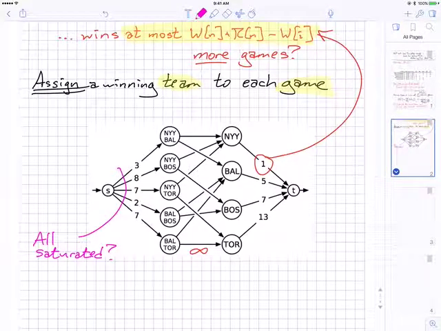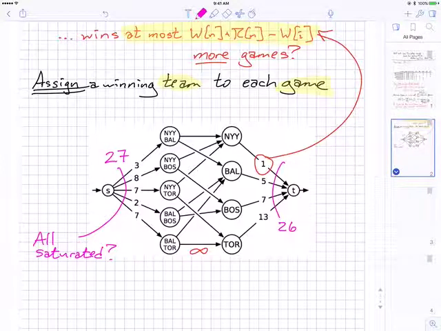Well, the total capacity of these edges is 27. So the question is whether there is a flow from S to T that has value 27. If the maximum flow has value less than 27, then there's no way I can assign all the games. And it's not possible by the max flow min cut theorem for there to be a flow with value greater than 27. On the other hand, if I look at this side, the total amount of flow going into T is only 26. Therefore, Detroit is mathematically eliminated.